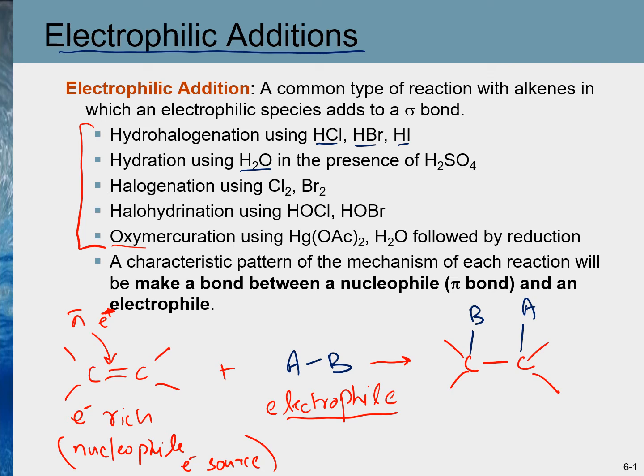So all of these species which we will use for addition are electrophiles, and our alkenes will be a nucleophile. So therefore, a characteristic pattern of the mechanism of each of these reactions is that we will make a bond between a nucleophile and an electrophile.